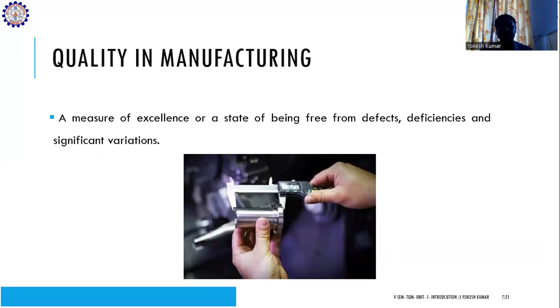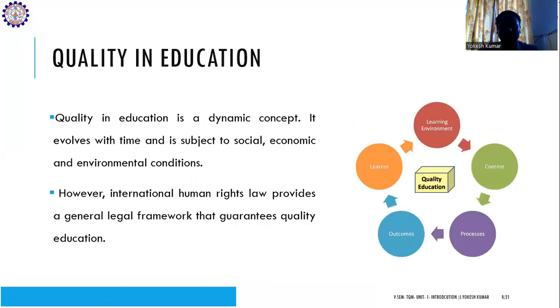Quality in manufacturing. In the manufacturing aspect, quality is defined as the measure of excellence or state of being free from defects, deficiencies, and significant variations. In manufacturing, we are making a product, so the product must be defect-free and deficiency-free. It meets conformance to the requirement.